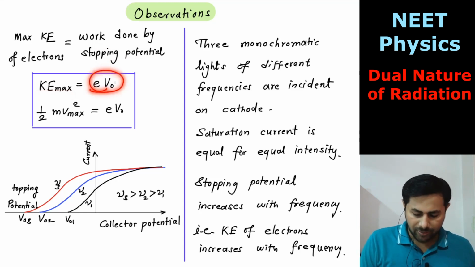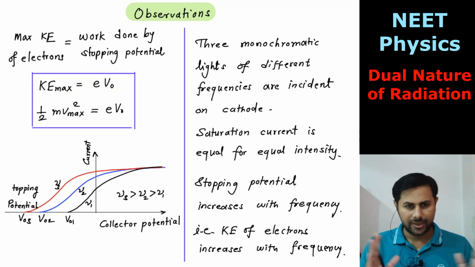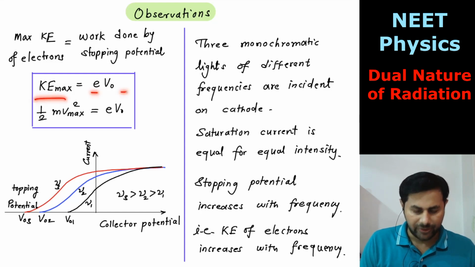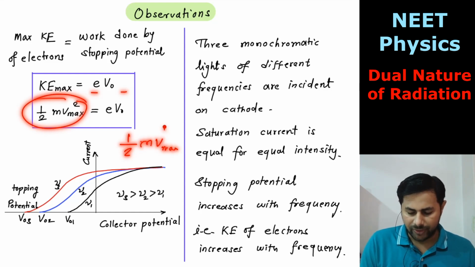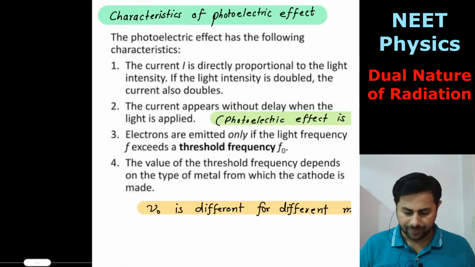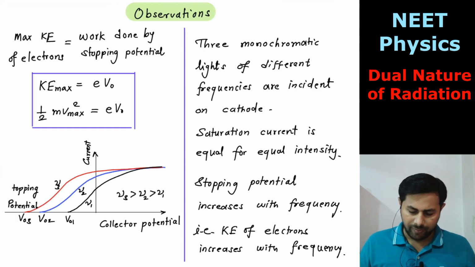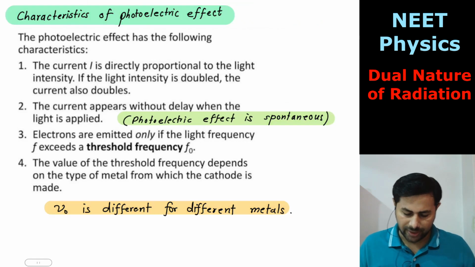The work done by the stopping potential is equal to the charge on an electron multiplied by the potential difference. That is the work done by the electrostatic potential difference. Therefore we get this formula: KE max is equal to eV naught, and KE max is half m V max squared, where m is the mass of the electron. What is V max? It's the maximum speed of electrons, right? Then the minimum amount of energy required by an electron to come out of a metal surface is known as the work function, and we will denote it by phi naught. Just remember that.